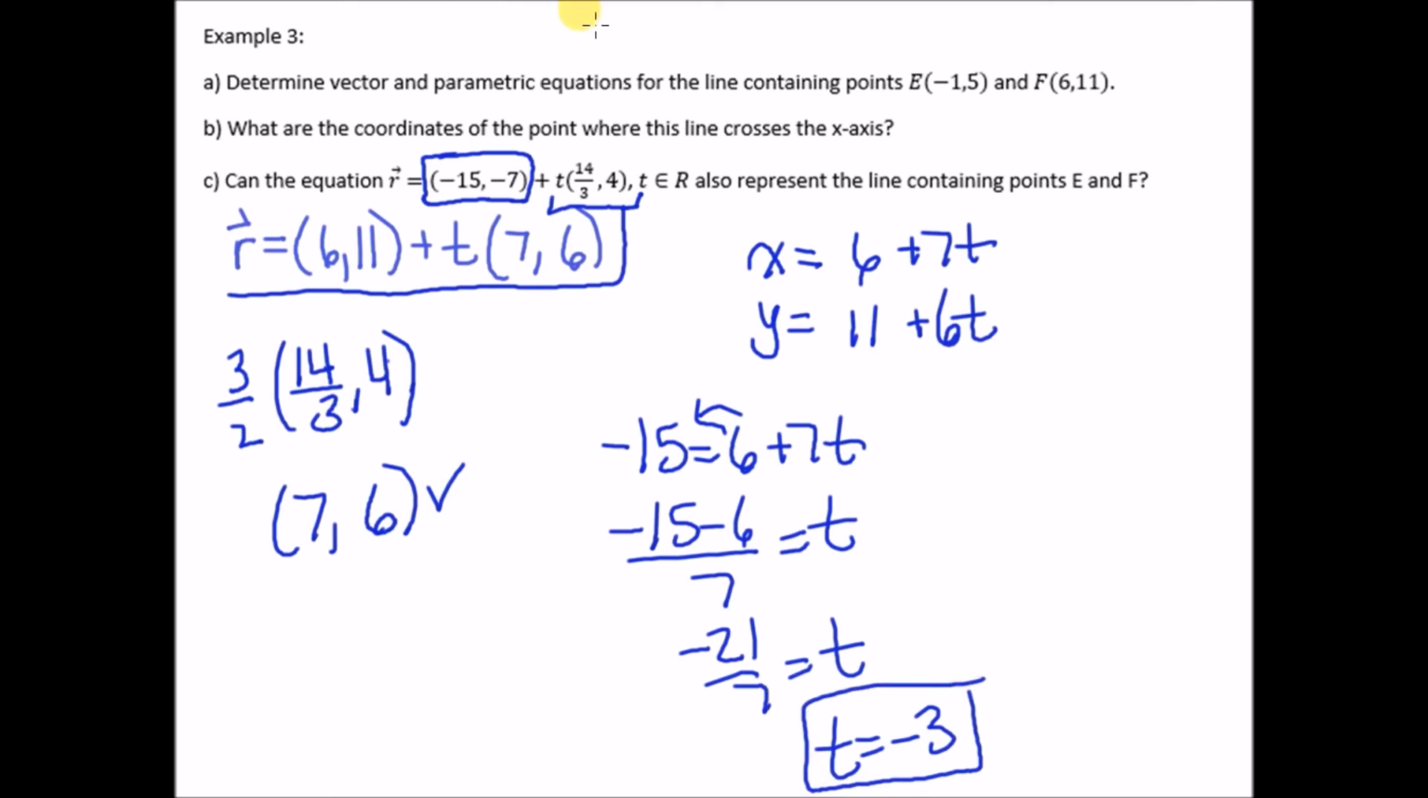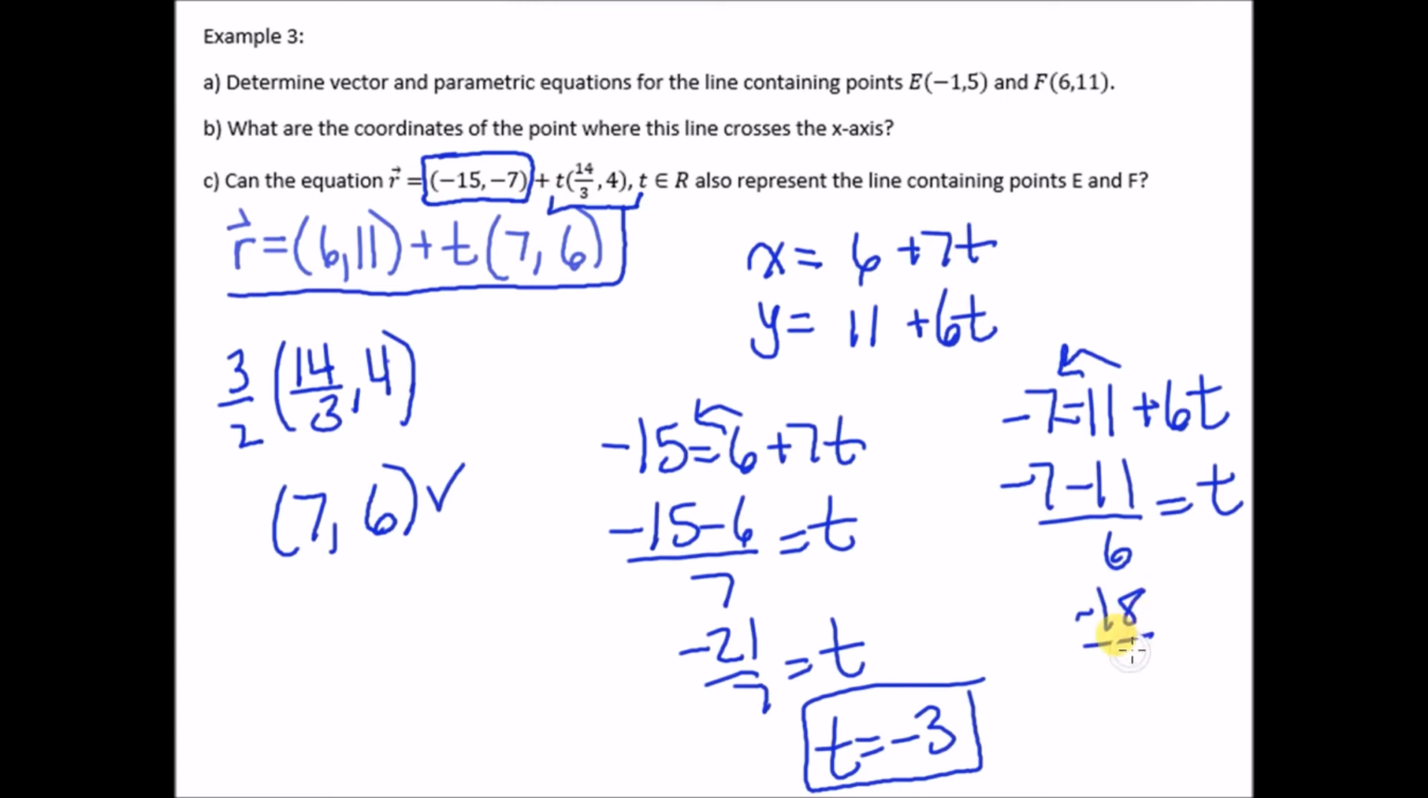Okay, let's do the same thing with the negative 7, but the negative 7 is in for the y. So negative 7 equals 11 plus 6t. Bring over that 11, negative 7 minus 11 over 6 is negative 18 over 6. And again, I get t equals negative 3. So because we can sub the same parameter into our equation, get the point negative 15, negative 7, and the direction vector is the same, then yes, this is another way that we can represent the line containing points E and F.